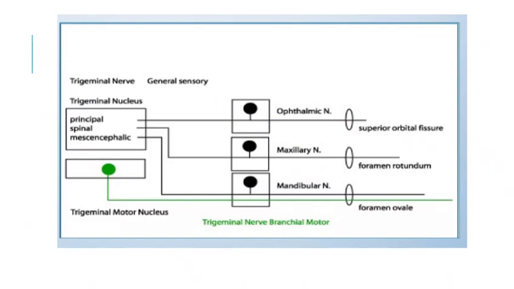Here we can see the principal nucleus, spinal nucleus and mesencephalic nucleus. These are all sensory nuclei. This gives a branch to the ophthalmic nerve that exits through the superior orbital fissure. The maxillary nerve exits through the foramen rotundum, and the mandibular nerve exits through the foramen ovale along with the motor nucleus.